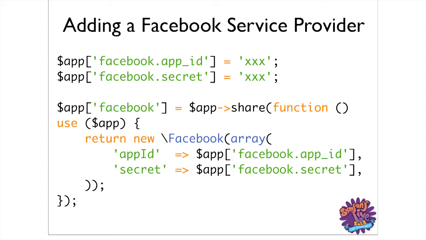It doesn't get easier. But how about when we want to make this service available to all of our application in Silex? So this really comes down to app share. This is what's going to expose the service Facebook. So what we're saying is app Facebook is a shared version of the service. So app share, use the context of the app, and then return a new instance of Facebook, passing in the app ID and the secret.